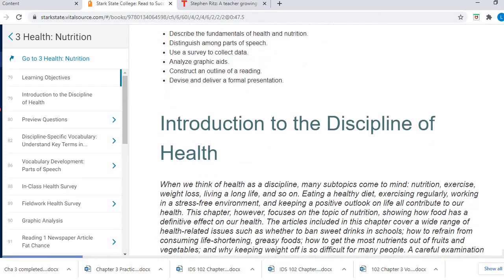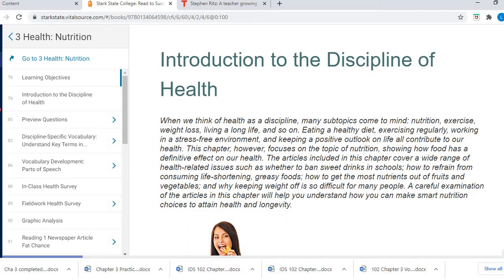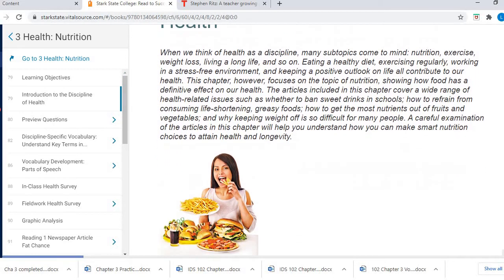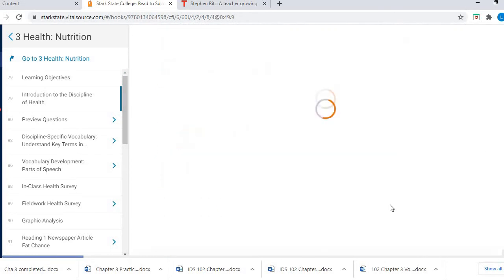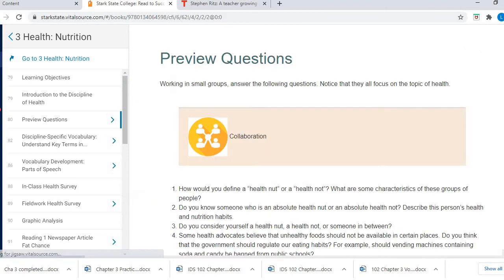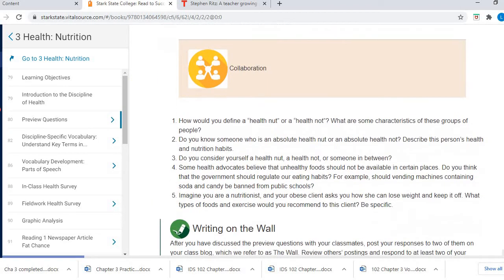All right, so introduction to the discipline of health. I would encourage you to read that little intro. And then, as I mentioned in the chapter 2 video, every chapter has these beginning of the chapter questions. If we were face-to-face, I would use these as a basis of discussion. But because we're not, this is where your discussion post questions come from.